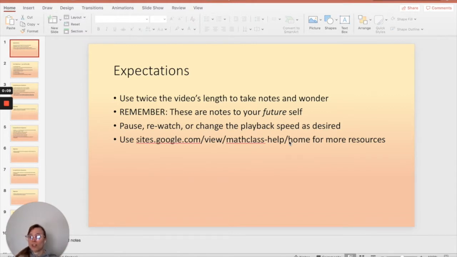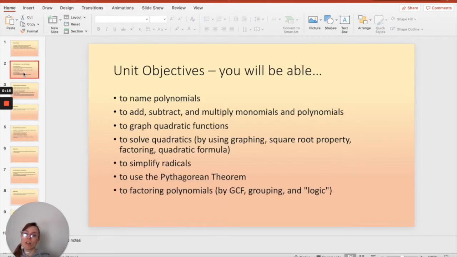Expectations. Remember, these are notes to your future self, and this is a huge unit. There are more resources on my website, and here are all the overarching unit objectives in general. Today we're going to move to the second one, but we're just adding and subtracting. After that we'll do some multiplication, but right now we're just going to stick with adding and subtracting. So make sure that you have your pluses and minuses all in a line, and we are ready to go.